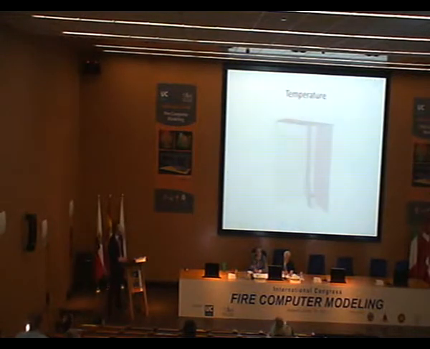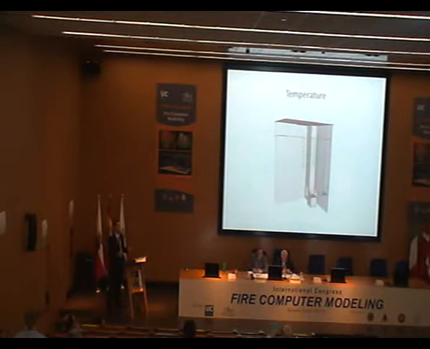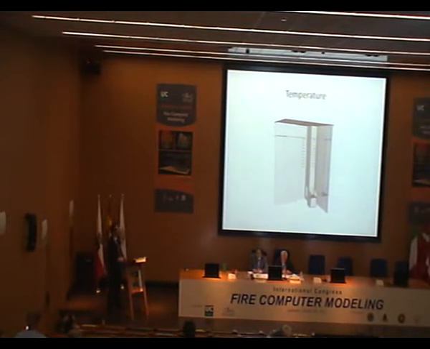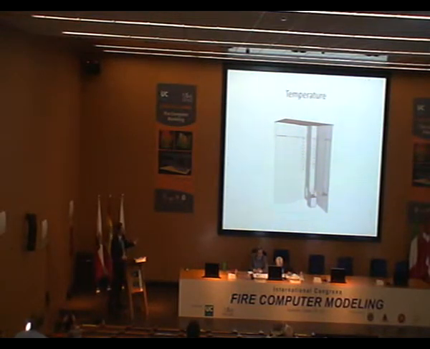So for temperatures, as I mentioned, we consider two different thermocouple trees in two different positions. One of them was closer to the fire, one of them was a little bit farther. Thermocouple TC10 is 1 meter below the ceiling, and thermocouple 19 is 10 meters below the ceiling, and the same for thermocouple tree 2. So we have thermocouples every meter.